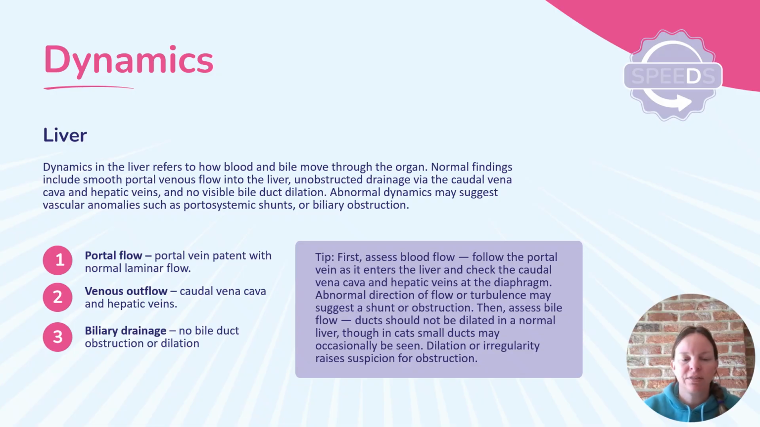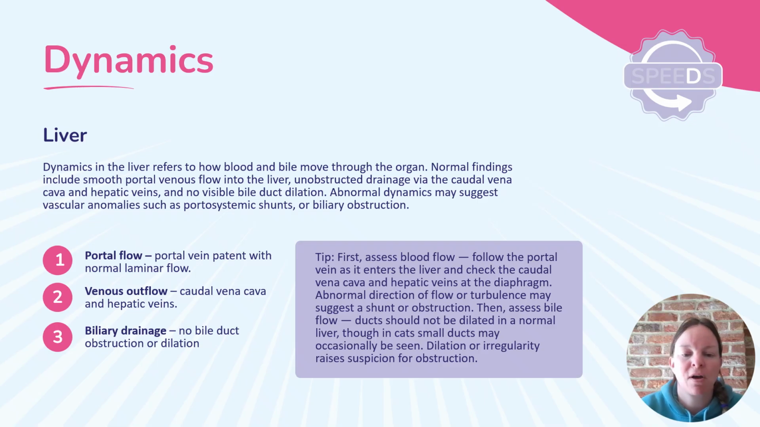So think about your portal vein flow. Is it normal laminar flow? Is there any turbulence anywhere? And our venous outflow, caudal vena cava and hepatic veins. Our biliary drainage, there should be no bile duct obstruction or dilatation. So my top tip here is to first assess blood flow, follow the portal vein as it enters the liver, and check the caudal vena cava and hepatic veins at the diaphragm. So any abnormal direction of flow or turbulence might suggest a shunt or an obstruction.